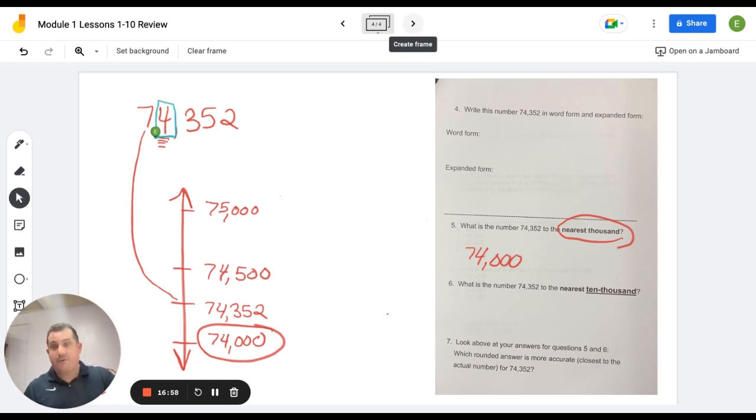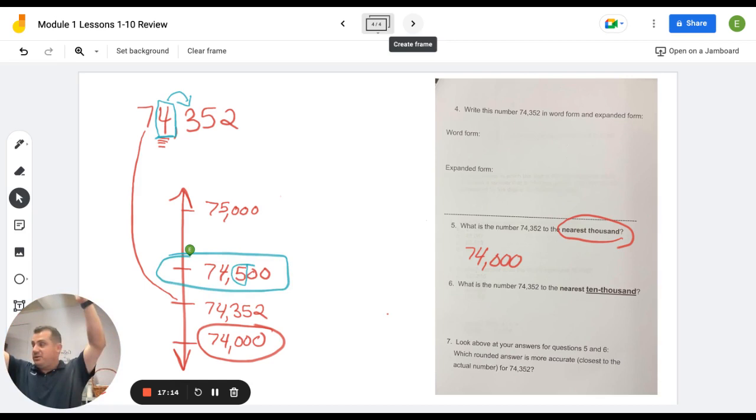Or as we did go over today, if I'm rounding it to the nearest thousand, I'm going to circle, underline, or box that 4. I go next door to the 3 in the hundreds place. If it's 5 or high, I'm going up to the sky. 4 or low, I'm staying down below, which is what we did right here in our midpoint. If it's above 500, we're going up. If it's below 500, we're going down. So we would be going down, it would be 74,000.